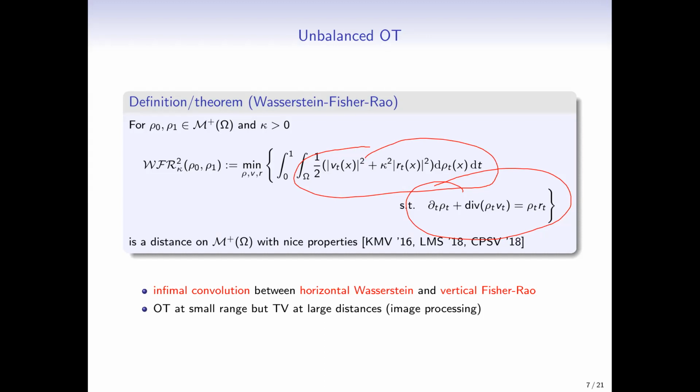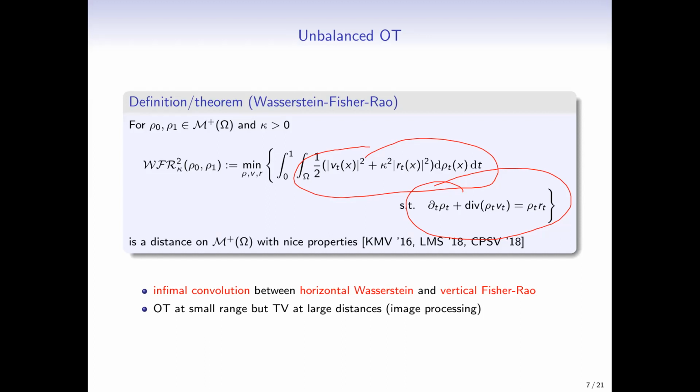So when you minimize over all such pairs, the theorem is actually that this infimum defines the square of a distance, which is called the Wasserstein-Fisher-Rao distance for obvious reasons. And you can think of this as an infimal convolution between horizontal optimal transport and vertical reaction Fisher-Rao in some sense.